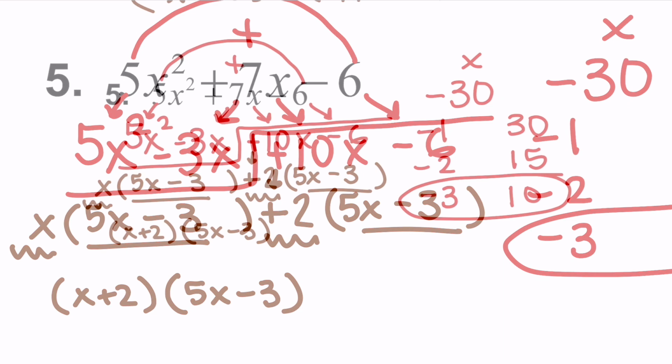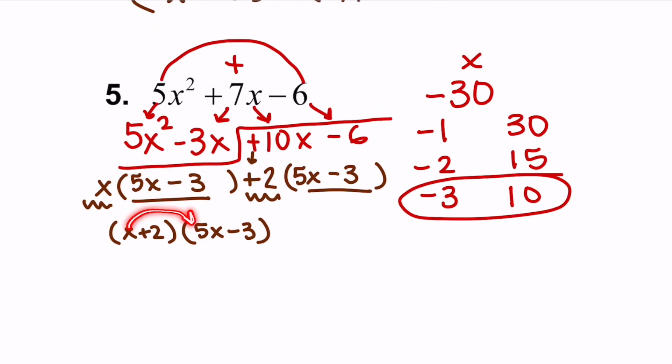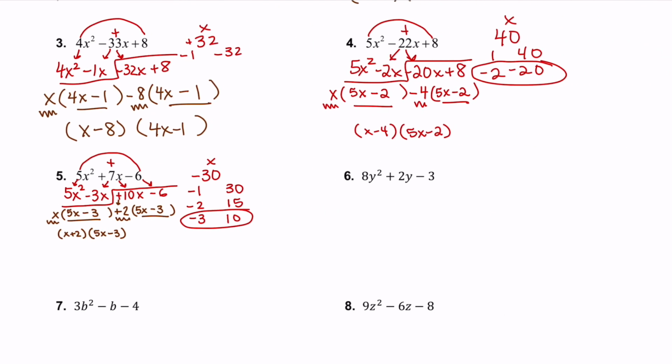You can times this out. X times 5x is 5x squared, minus 3x and plus 10x are our numbers here. Those add together to be 7x, and 2 times negative 3 is negative 6. So you can always check to see if you got it right.